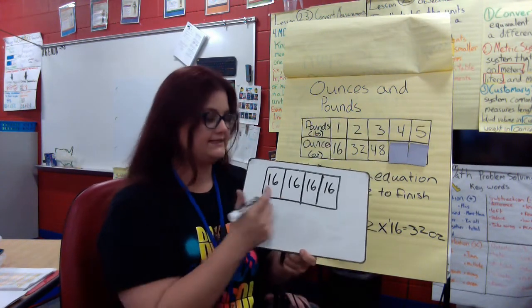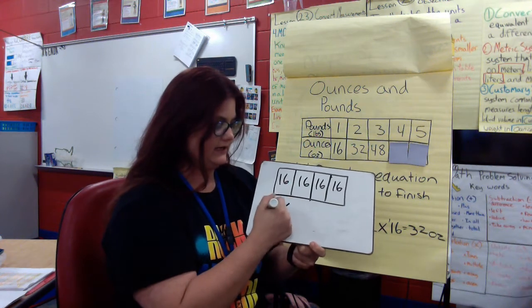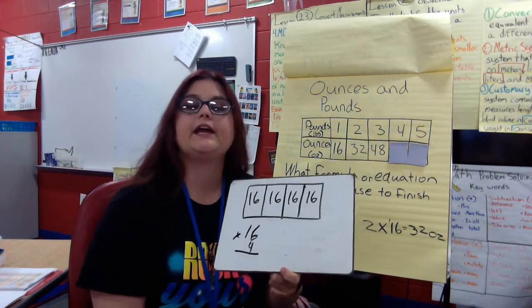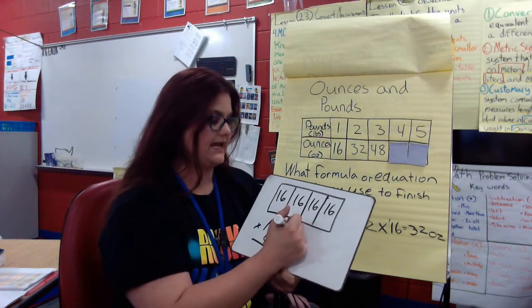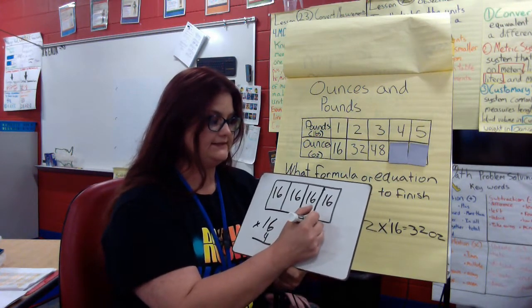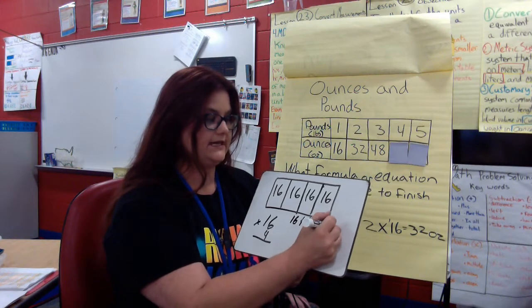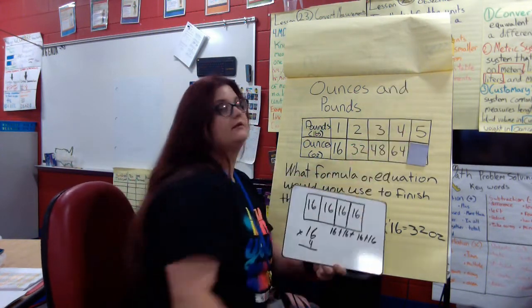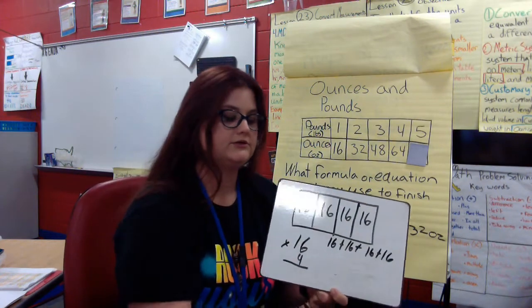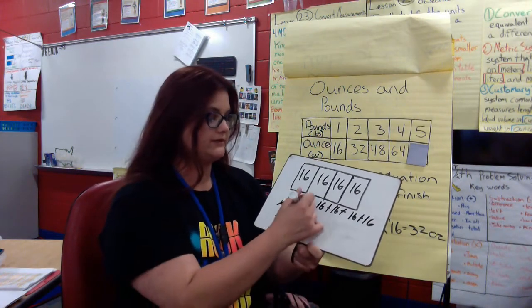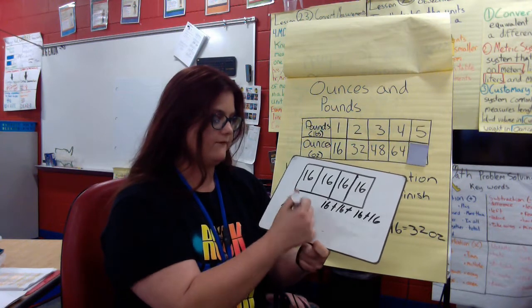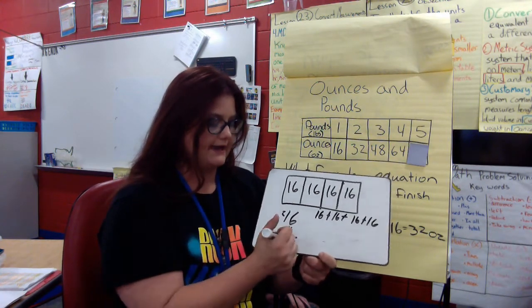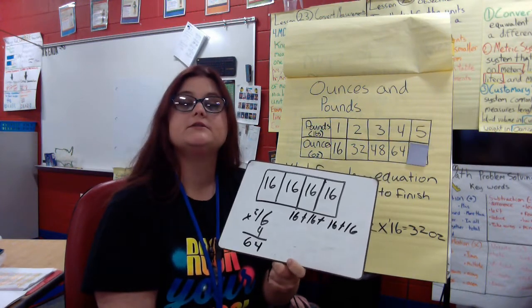And you can look at this as 16 times 4. Or you can look at it as repeated addition and say 16 plus 16 plus 16 plus 16 equals what? 64. Showing it as a multiplication problem, 6 times 4 is 24. Carry our 2. 4 times 1 is 4. Add in our 2. 64.